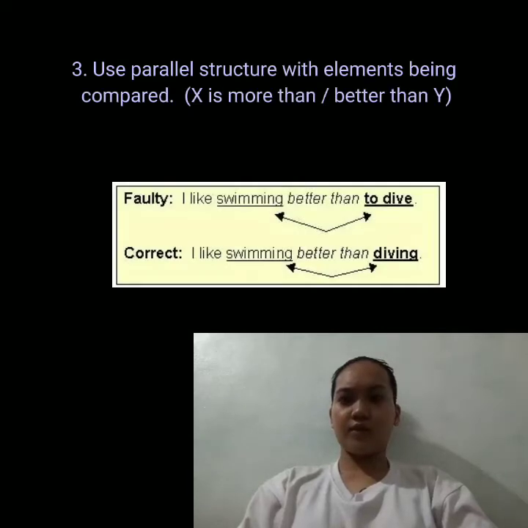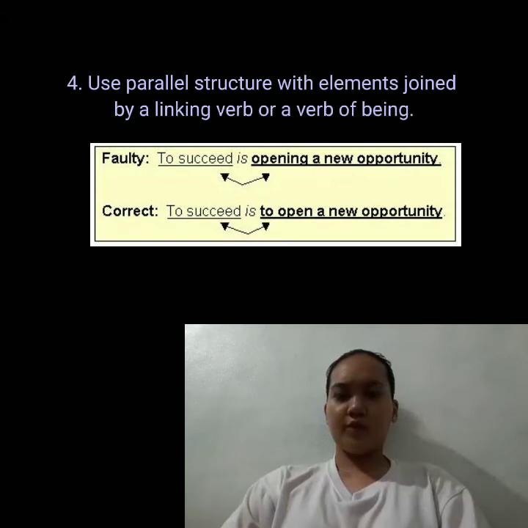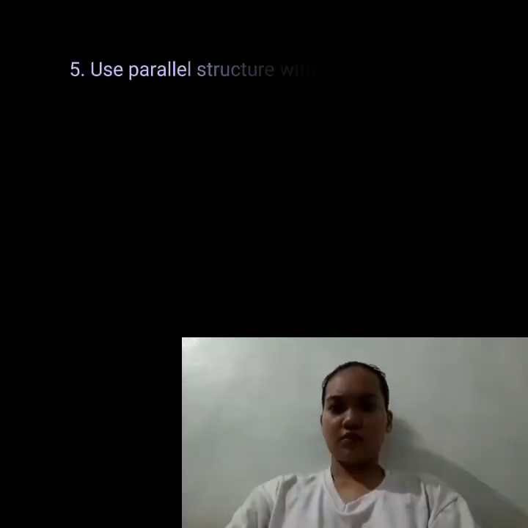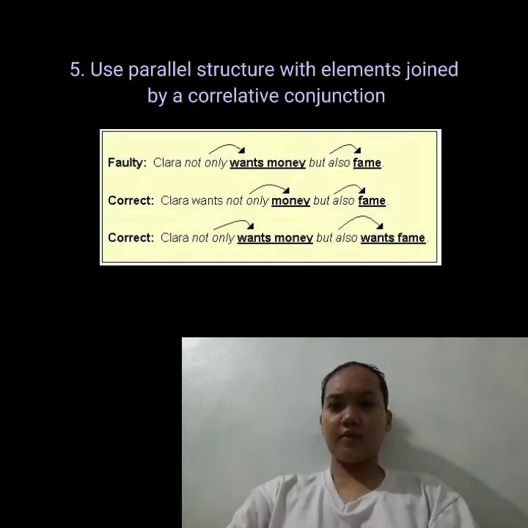Use parallel structure with elements being compared. Use parallel structure with elements joined by a linking verb or a verb of being. Use parallel structure with elements joined by a correlative conjunction.